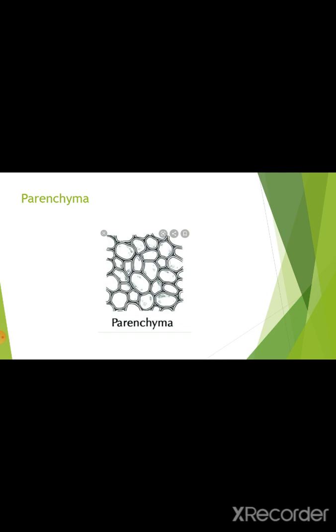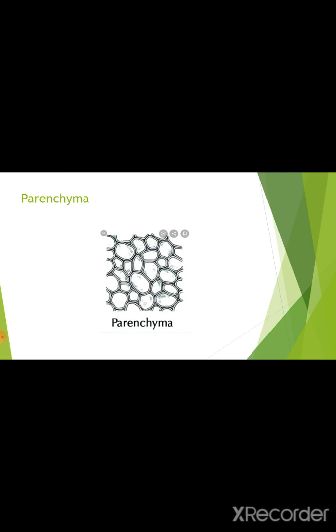Collenchyma. Collenchyma is made up of elongated oval or polygonal cells. The cell wall is thickened at the corners due to the deposition of cellulose and pectin. Intercellular spaces are absent. Vacuoles and nucleus are present. Location of collenchyma. It is found in the leaf stalk and below the epidermis of the stem.